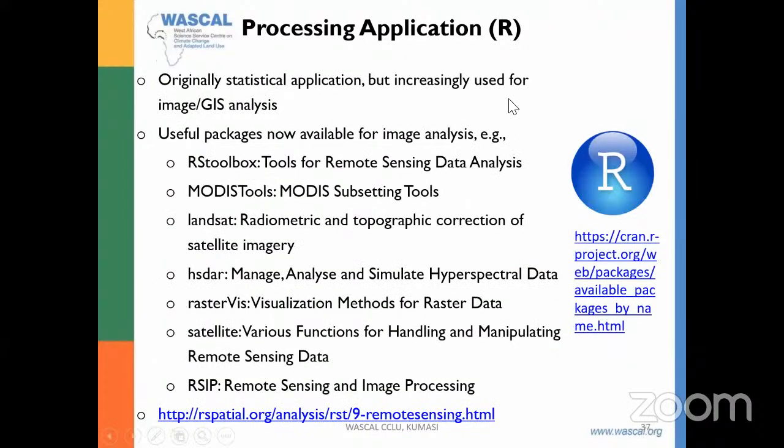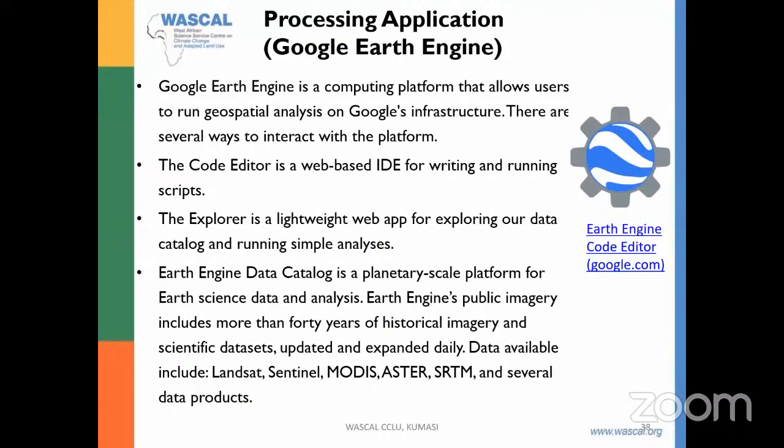One other tool which is being mostly used is the R. The R was originally designed as a statistical application tool, but now it's able to handle image analysis and GIS analysis. So R has several packages that can be used for image analysis, such as the MODIS toolbox, which is solely designed for pre-processing MODIS data sets. We have the Landsat package, which does radiometric and topographic correction of Landsat data sets. And we have some packages for visualization, some for handling the data set and image processing.